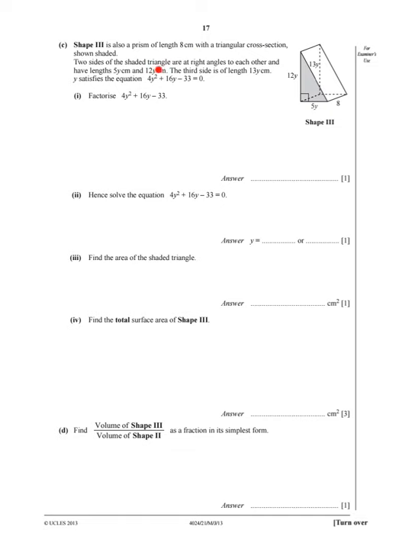Two sides of the shaded triangle are at right angles to each other and have lengths of 5y, 12y, and the third side is 13y. y satisfies the equation. Factorize the equation.